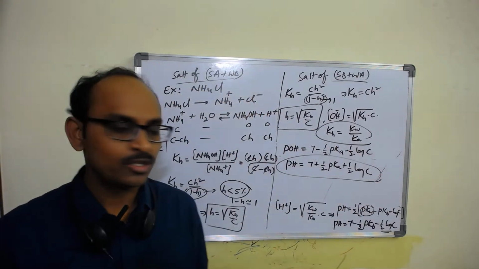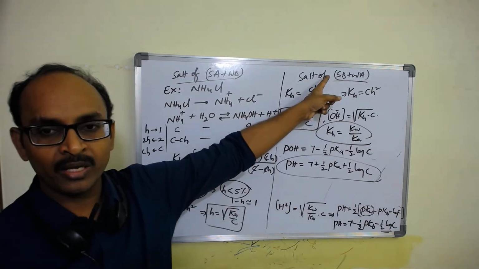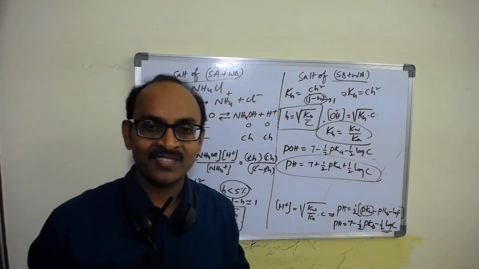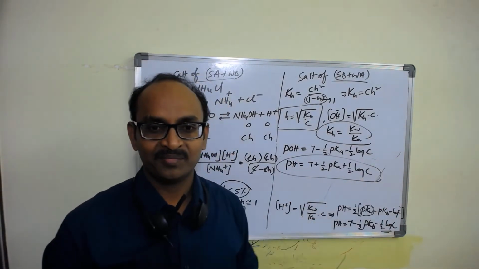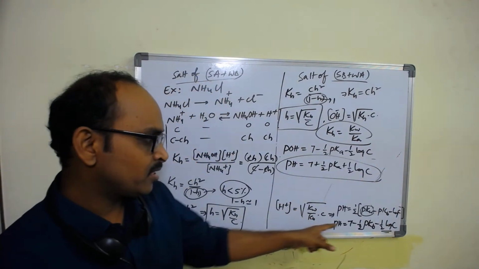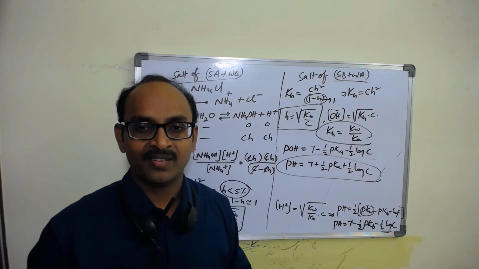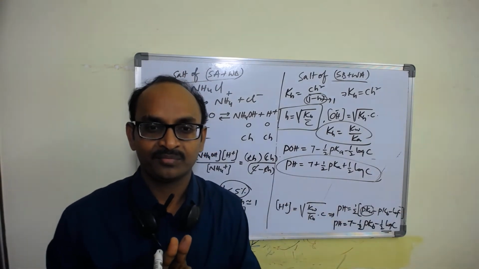This is the expression you can take for pH in case of a basic salt. pH is greater than 7, no? Because pH is greater than 7, it is 7 plus everything. Because pH is less than 7, it is 7 minus everything. Is this clear? Okay then.